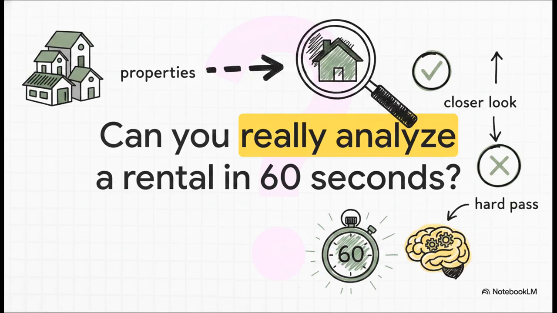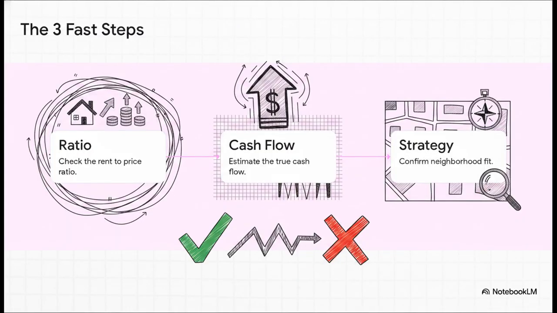Think about the sheer volume of properties out there. Successful investors look at dozens of listings for every single property they actually close on. They definitely don't run a full underwriting model on each one. Instead, they use a quick initial pass to decide whether a property is worth a closer look or just a hard pass.